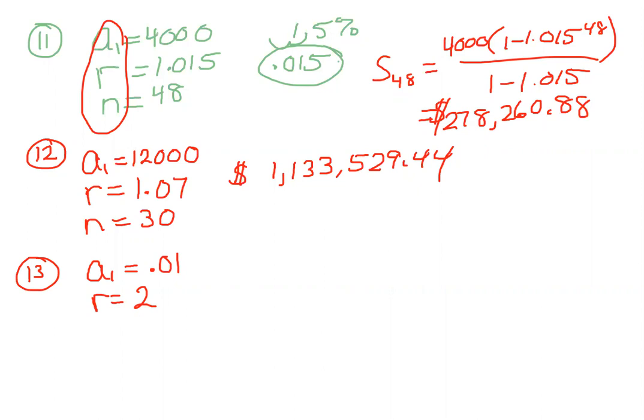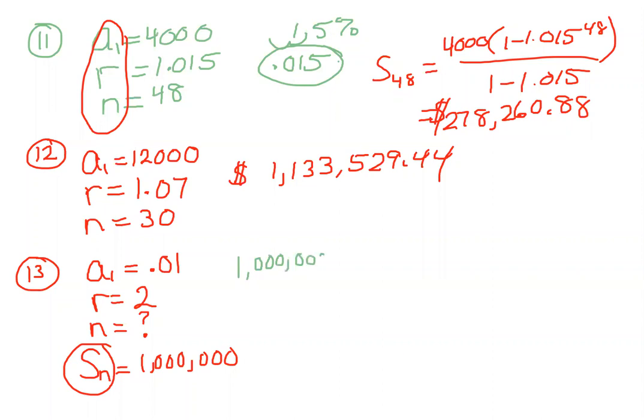And N is what we don't know. But we know that SN equals 1 million. That's what we're looking for. We haven't really done one like this before, so let's see how we do that. So we're going to substitute in 1 million for SN, and then we're going to have A1 times 1 minus R to the nth over 1 minus R. And we're going to solve this.